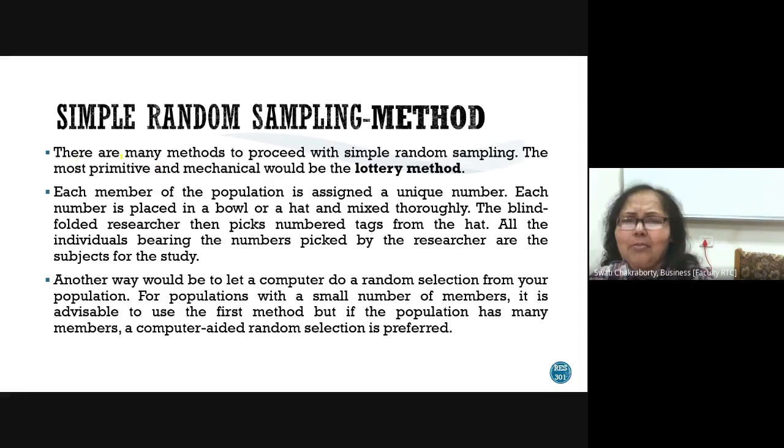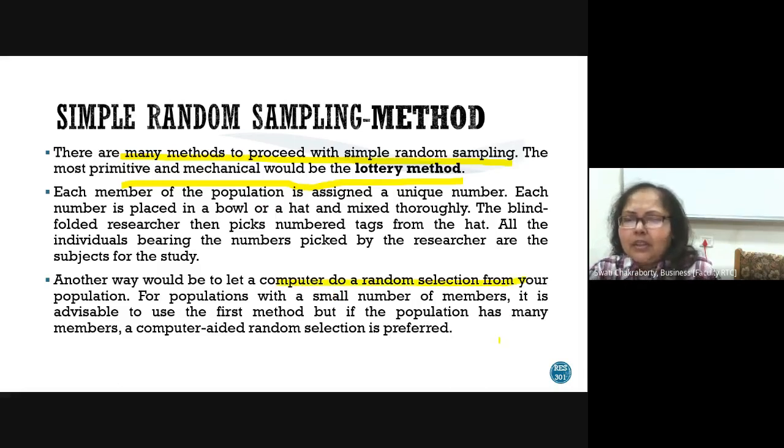There are many methods to proceed with simple random sampling. The most primitive or mechanical would be the lottery method. Each member of the population is given a specific, unique number. The numbers are placed in a bowl or in a hat and mixed very thoroughly. Then the blindfolded researcher, whose eyes would be tied, would pick up the chits. So the numbers would come up, and all the individuals bearing the numbers picked by the researcher are the subjects of the study. They form the sample.